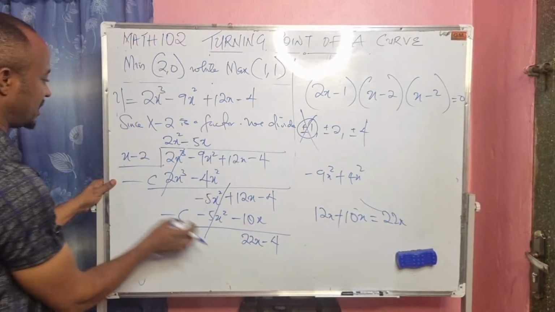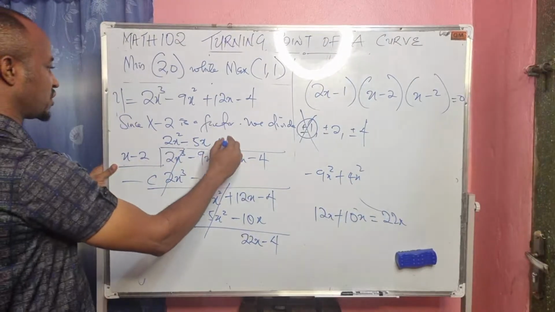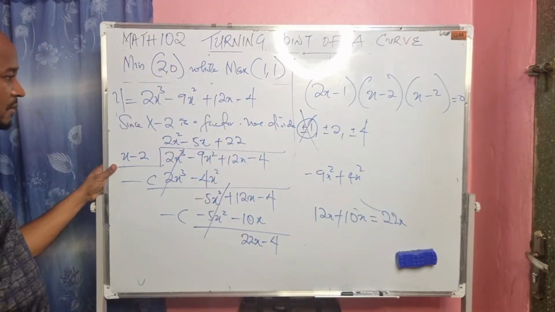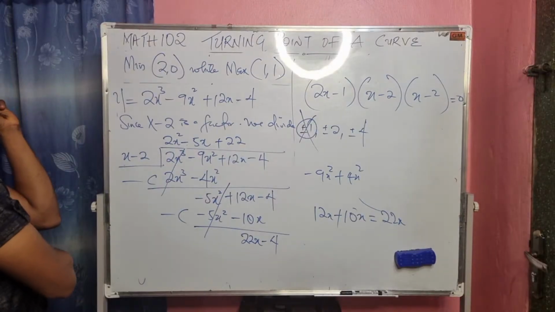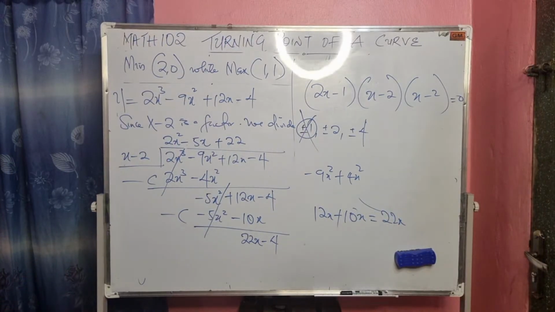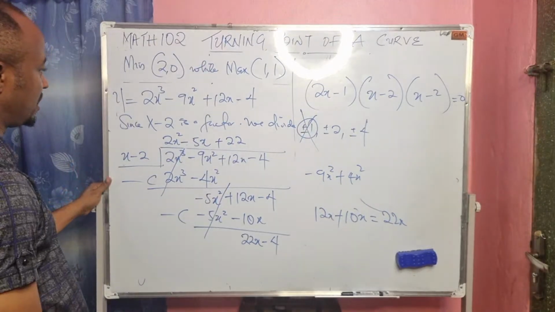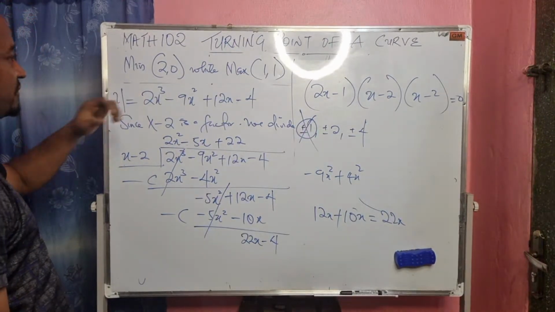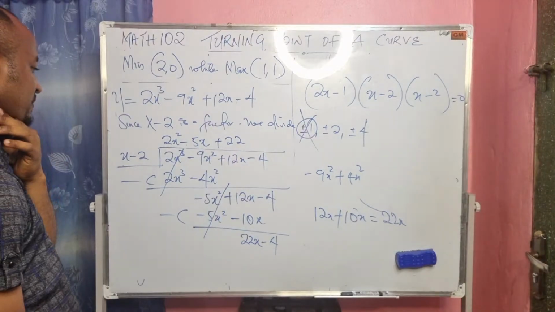I will divide this again with this. That will give us plus 22. Plus 22, right? Okay. I think this function itself is not correct. The function itself is not correct. Oh, right.